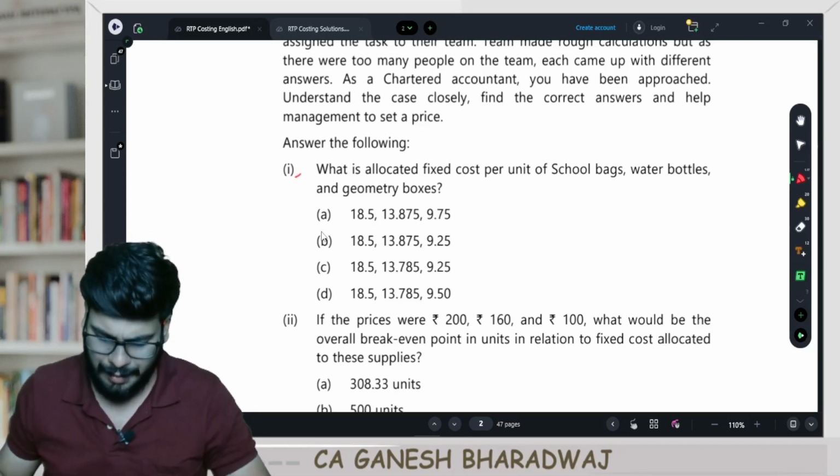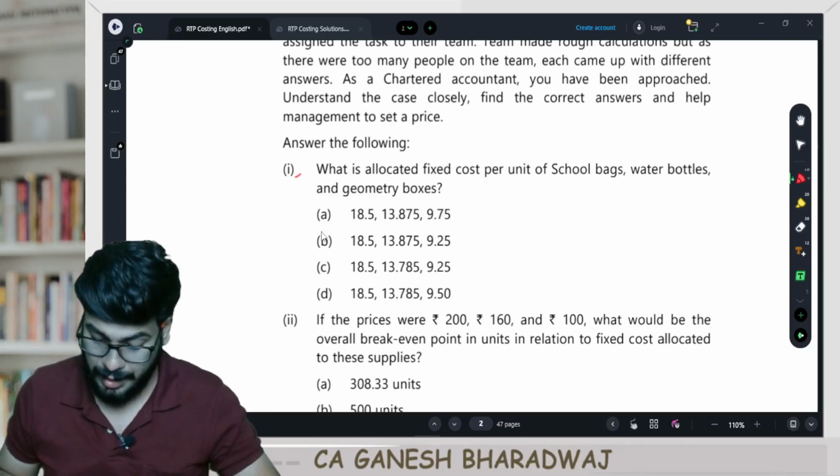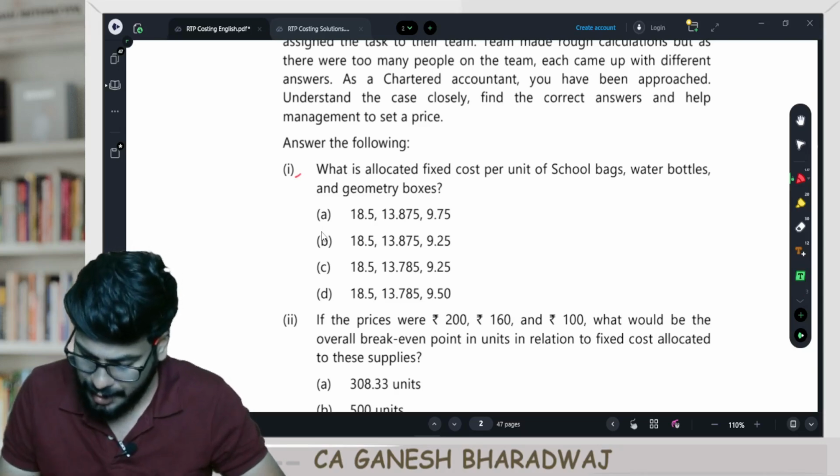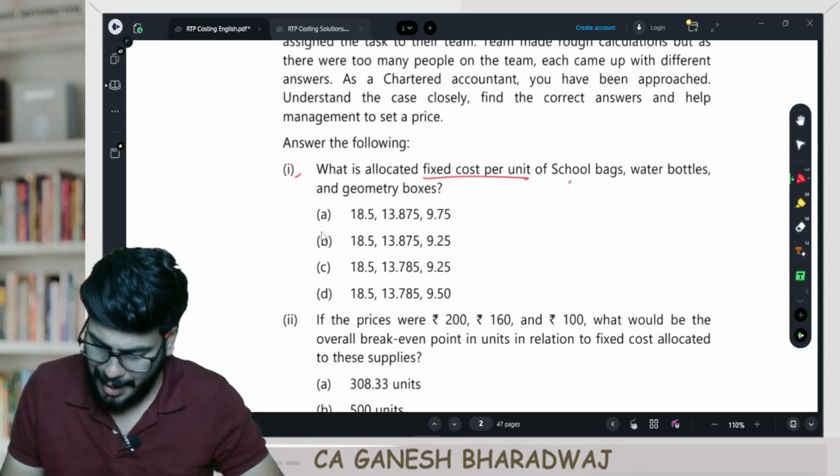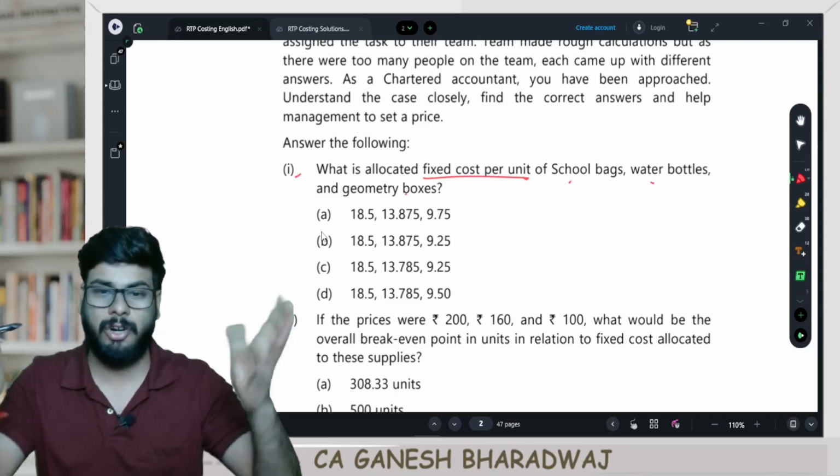So first, what have they asked? The first MCQ, the first question is: what is the allocated fixed cost per unit of school bags, water bottle, geometry box? No, you might not know everything.